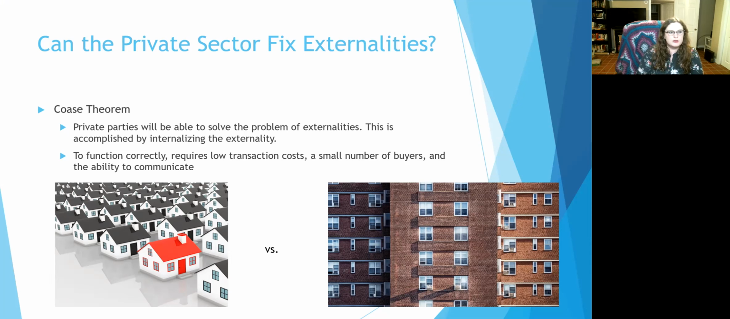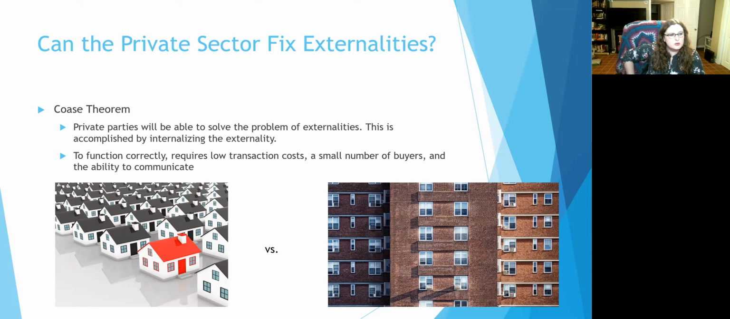But notice when that works. That works when we have only a few houses. It works when we have only a small neighborhood. It works when we have a small number of buyers and sellers. There's low transaction costs. We're able to communicate with each other. I'm able to go over to Anne's house next door and say, hey, Anne, I noticed the river's a mess. What should we do about it?